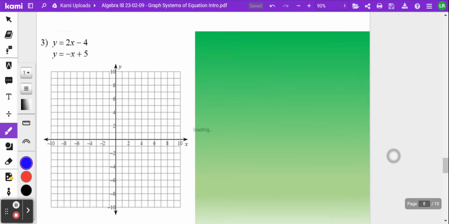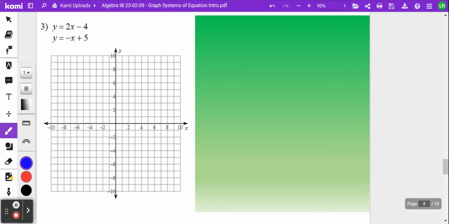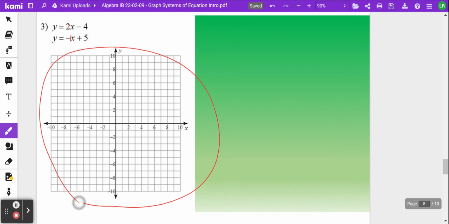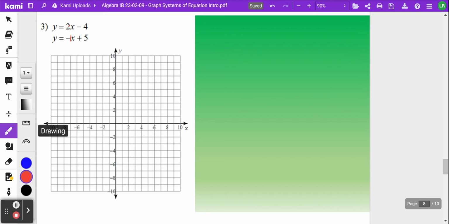Let's look at number 3. Again, I like to look at my problem beforehand. Okay, again, I have different slopes. The top one is 2, the bottom one is -1. So I know that somewhere on this graph, these are going to intersect at a perfect data point. I'm not trying to trick you with these.